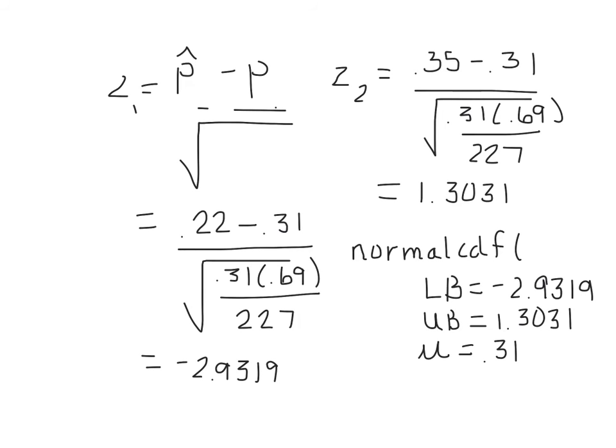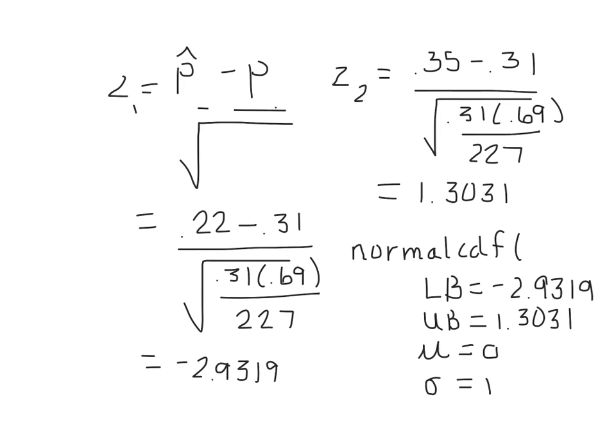And then our standard error of the mean, which is our value of, I apologize, our mean isn't 0.31. We're using our z-scores here. So whenever you're finding the area under the normal curve and your lower and upper boundary are z-scores, then your mean is 0 and your standard deviation is 1.